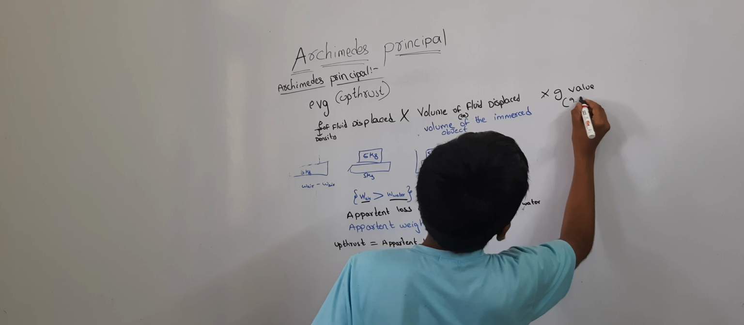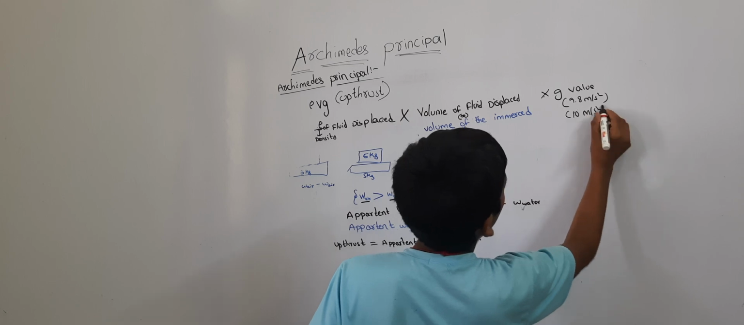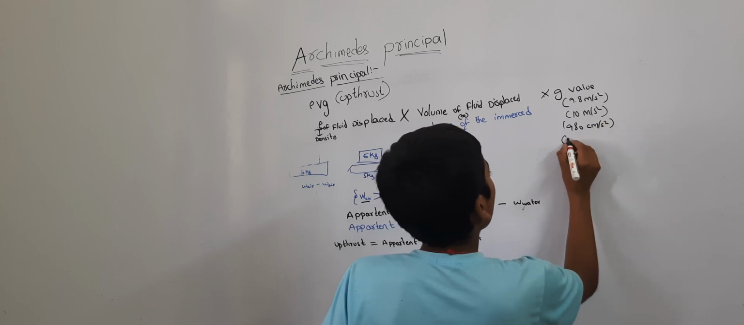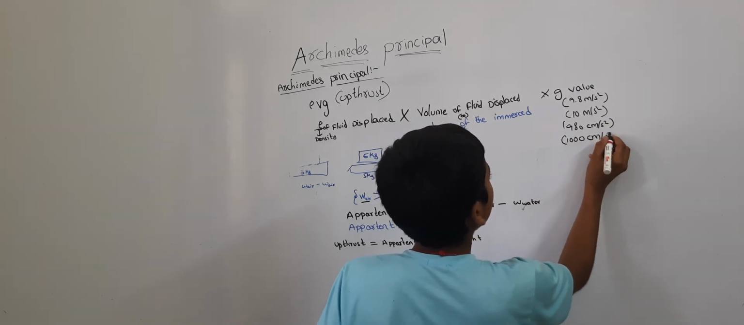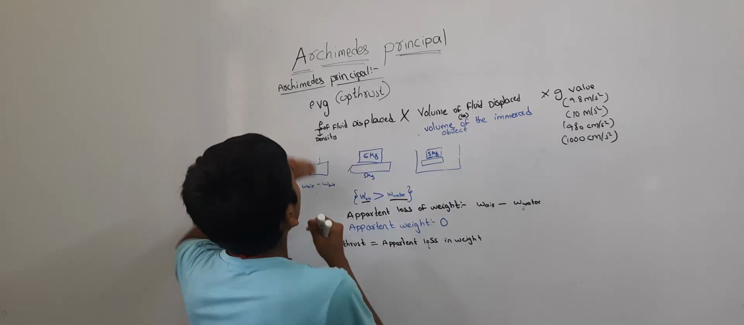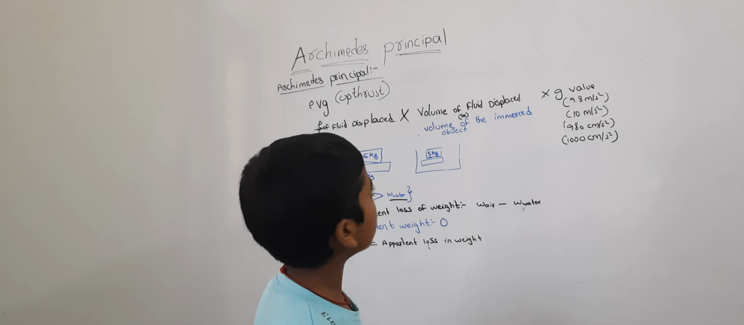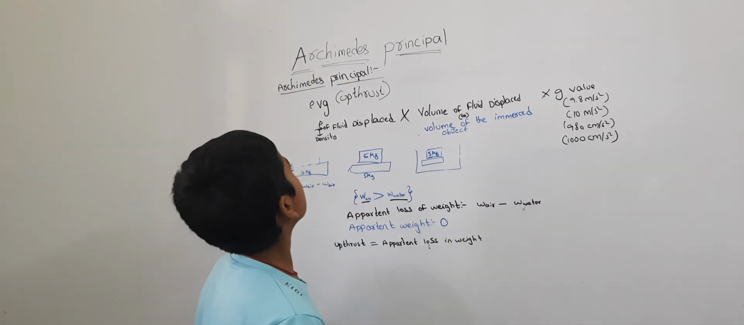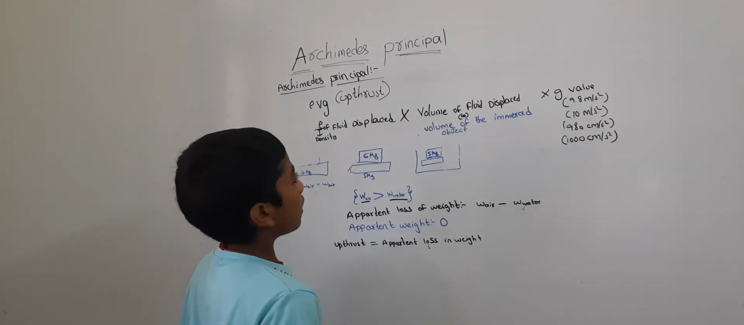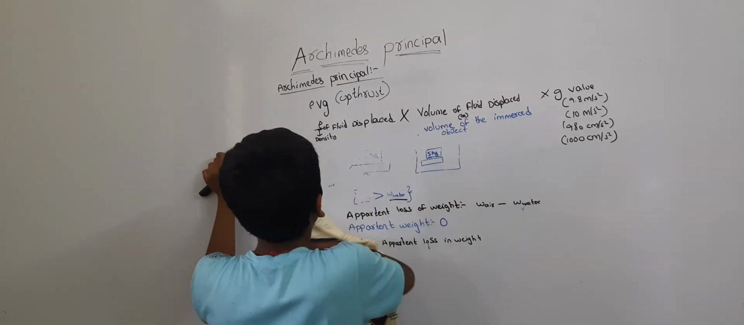The g value is 9.8 meters per second squared, or nearly 10 meters per second squared, or 980 or 1000 centimeters per second squared. That is the constant value of g on Earth. Here, density of the fluid displaced into volume of the fluid displaced into g value is equal to the upthrust. This is known as Archimedes principle. Okay friends, now we can discuss relative density and its formulas.